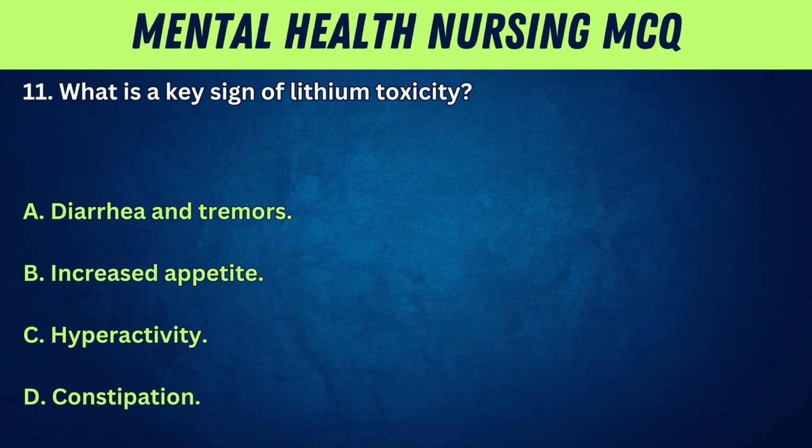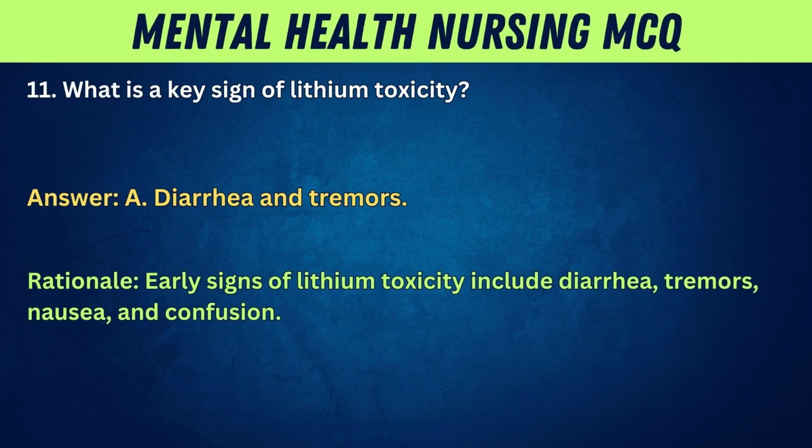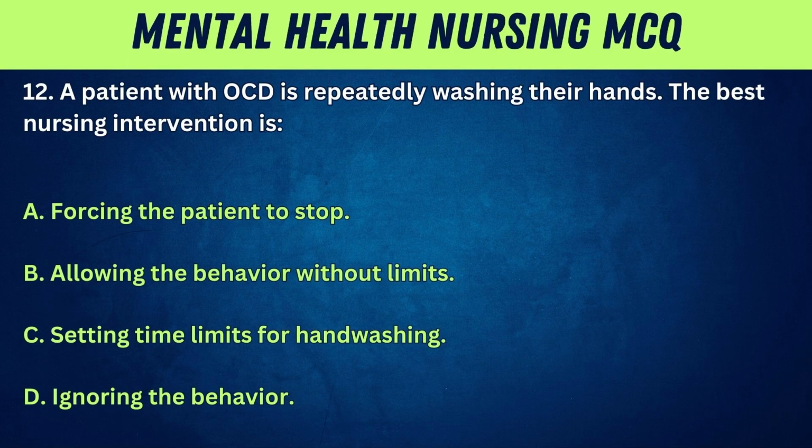11. What is a key sign of lithium toxicity? A. Diarrhea and tremors. B. Increased appetite. C. Hyperactivity. D. Constipation. Answer: A. Diarrhea and tremors. Rationale: early signs of lithium toxicity include diarrhea, tremors, nausea, and confusion. 12. A patient with OCD is repeatedly washing their hands.